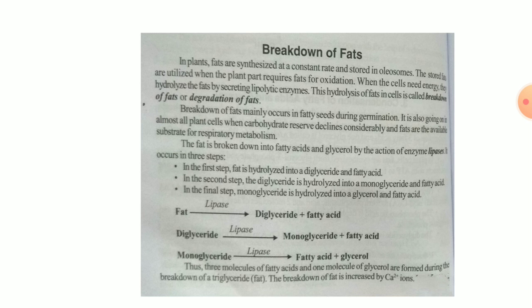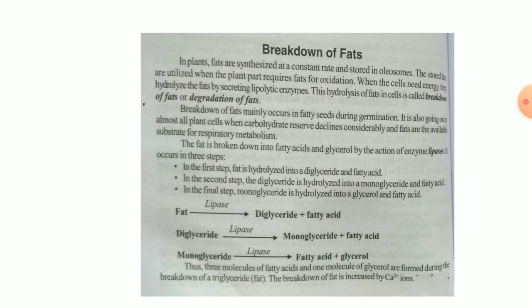Thus, three molecules of fatty acids and one molecule of glycerol are formed during the breakdown of a triglyceride or fat. The breakdown of fat is increased by calcium ions. The first two steps occur in the cytoplasm, whereas the third step may occur either in the cytoplasm or in glyoxysomes.